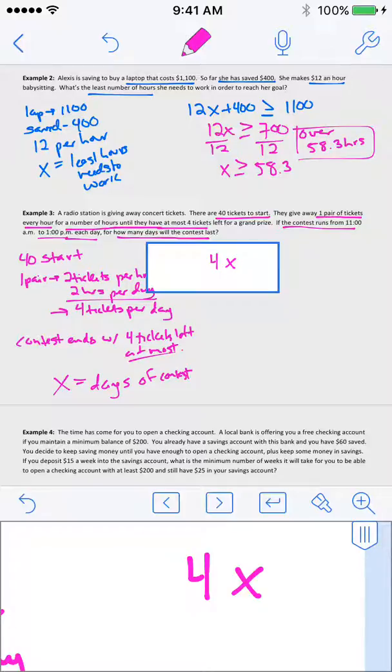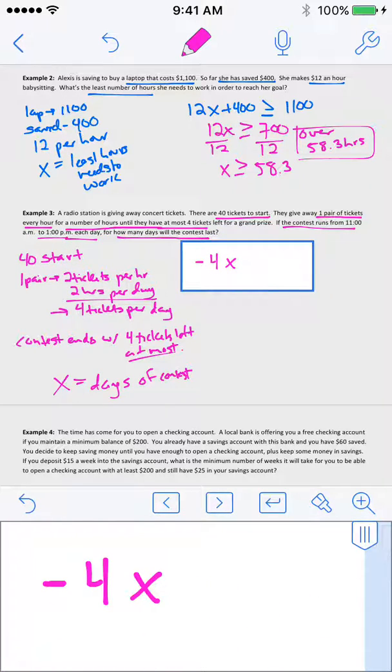What should I put, though, if it's giving away 4 tickets? If you're giving away 4 tickets, how is that going into my slope? Is it going up by 4 each day or down by 4 each day? It's going down by 4 each day, right? So it's subtracting 4x, 4 times each day, right? And then we started off with 40. So plus a constant 40.